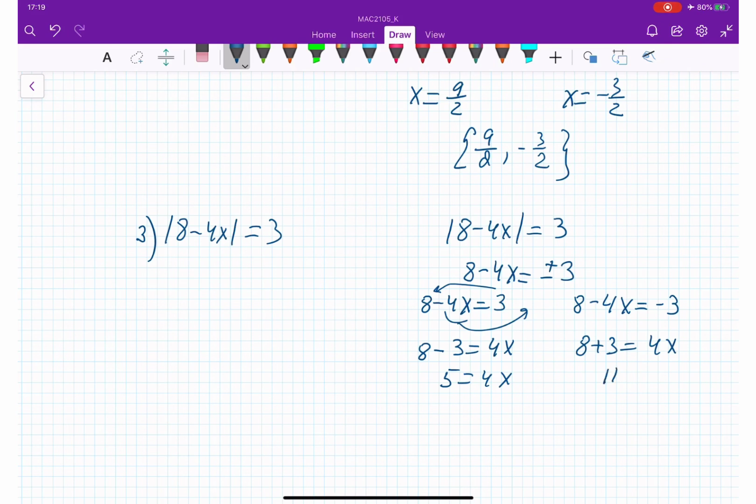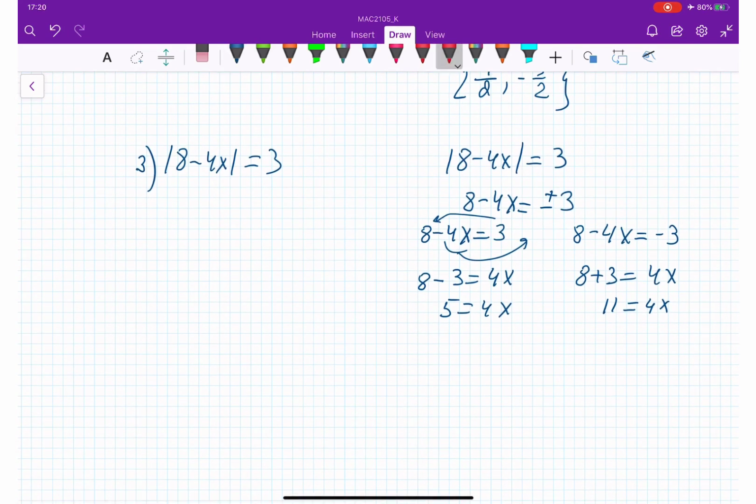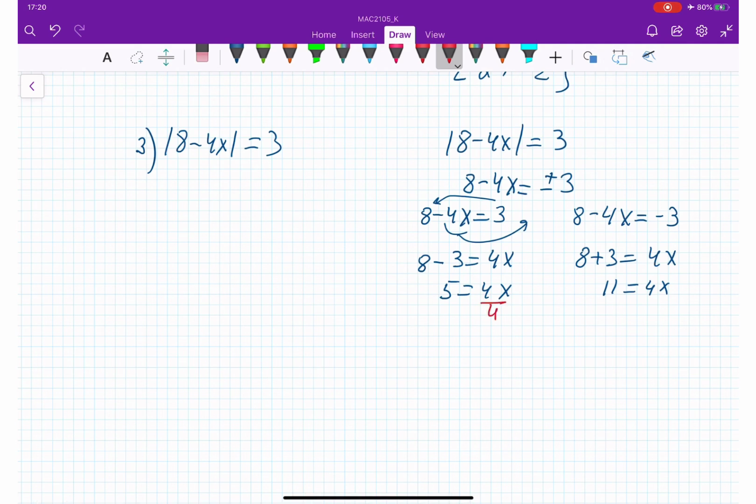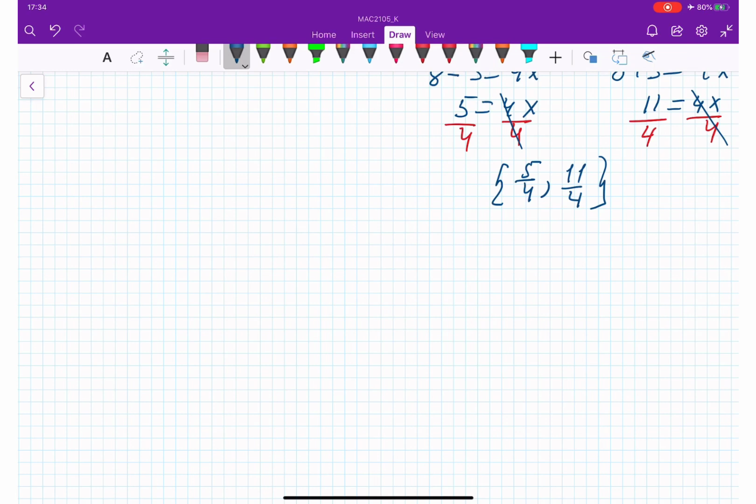Here we have 11 equal to 4x, and we need x, not 4x, therefore we are going to divide by 4. By 4 here, this one also. I'm solving two equations at the same time. And we are getting, this is gone here, this is gone here, and we are getting x is equal to 5 over 4, and x is equal to 11 over 4. Okay, moving to question number 4.